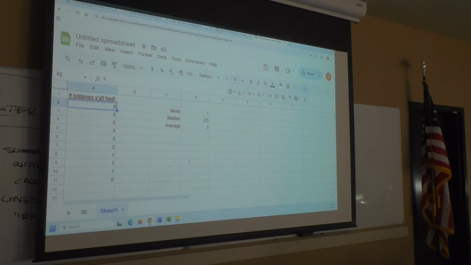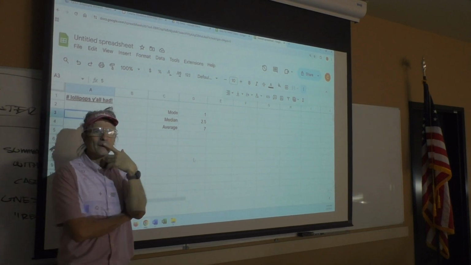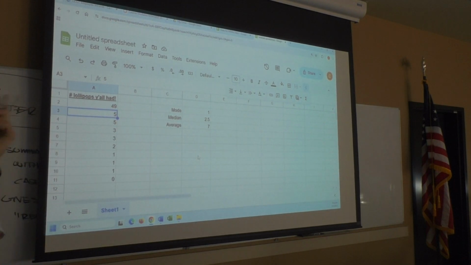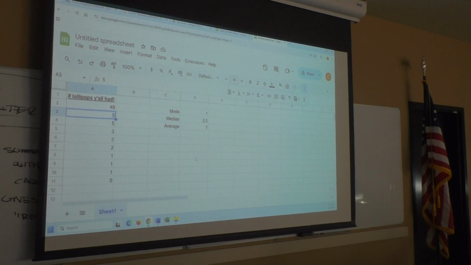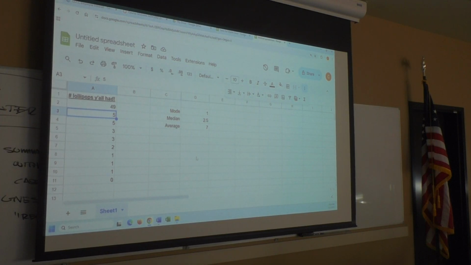Suppose, Josiah, I had given you 49 lollipops instead of 9. Look what happens to the average. It pops up to 7. But the mode and the median didn't change at all. Why is that? If I had given Josiah 49 lollipops instead of 9, why didn't the mode and the median change? One's still the most occurring. Because 1's still the most frequently occurring data point, so that's not going to move. And why didn't the median change? 0.5 is still in the middle. Because it does not matter what that top number becomes, no matter how outlierish it becomes.